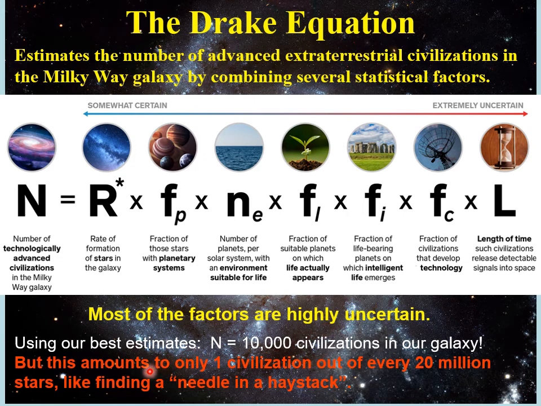But think about the numbers, though. This is only one civilization out of every 20 million stars, because there are something like 200 billion stars in our galaxy. So finding one civilization, you might have to look at 20 million stars. So this is like finding a needle in a haystack.